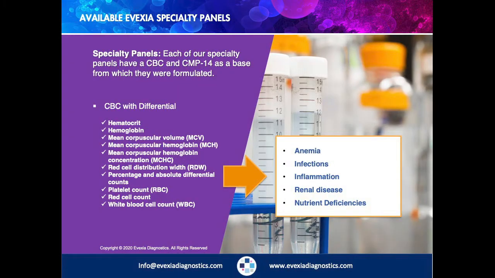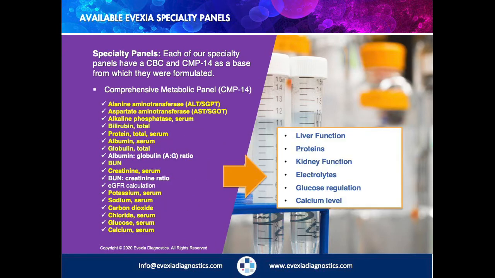The CBC with differential provides a substantial amount of information that's going to assist in the diagnosis and treatment of many conditions such as anemia, infections, cancer of the blood cells, inflammation, environmental toxin exposure, renal disease, liver disease, autoimmune disease, and nutritional deficiencies. Now, the components of the CBC are listed on this slide. Next is a comprehensive metabolic panel. As you probably know, the CMP is a group of tests that measures several individual substances in the blood that provide information about electrolyte balance, liver and kidney function, glucose regulation, and the level of proteins.